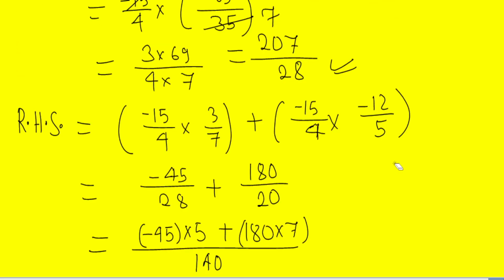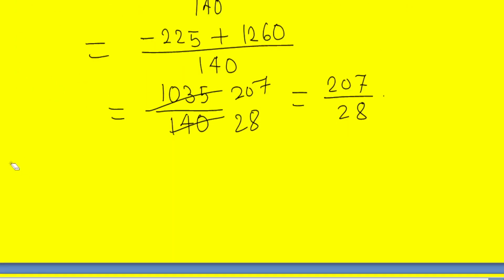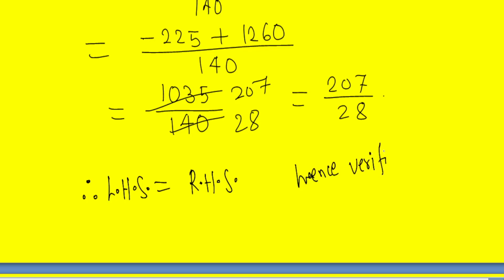So let's check, was the value of LHS also this much? Yes, LHS is also 207 upon 28 and RHS is also the same. So we can finally write that left hand side is equal to right hand side, hence verified. Things are clear, beta? So let's move forward toward the third question.